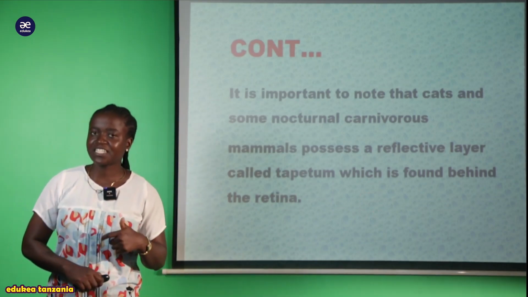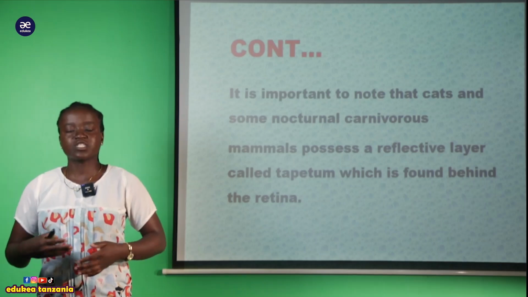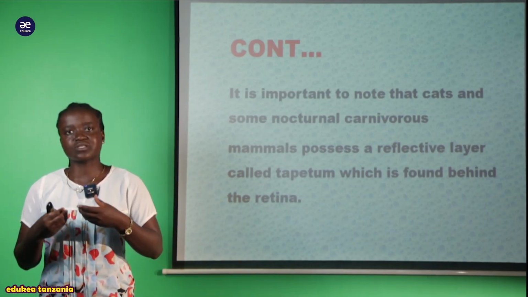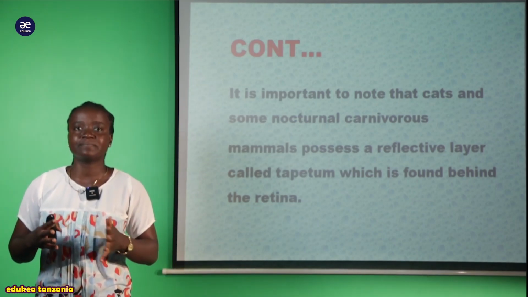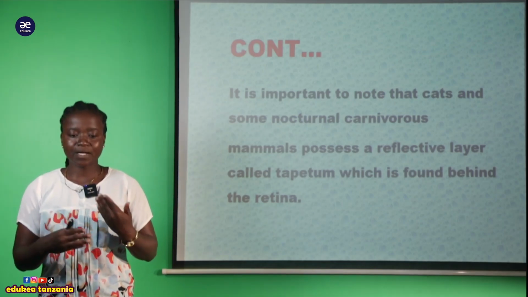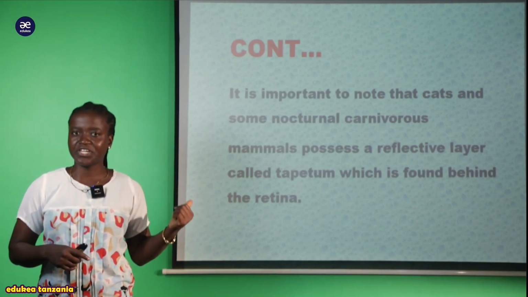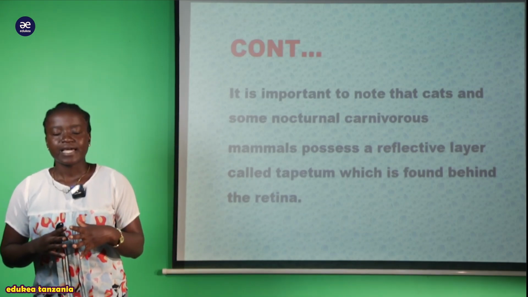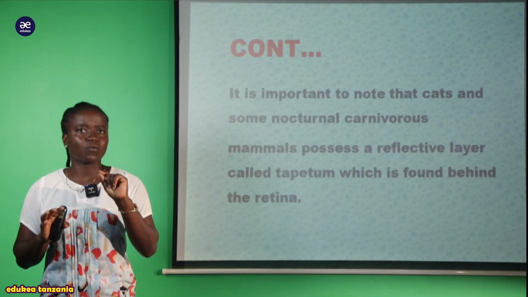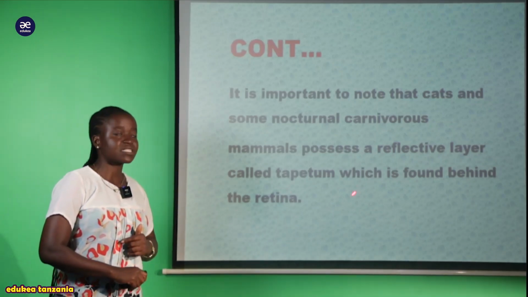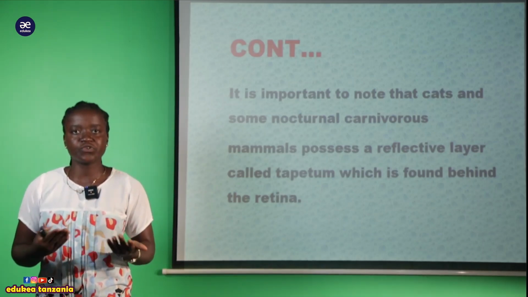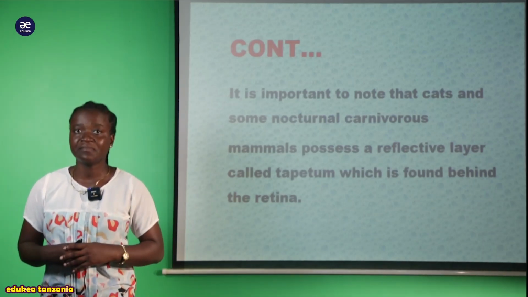So this tapetum, found behind the retina, gives these organisms the ability to see clearly at night or in dim light, pale ambapo panakuwa na mwanga mchache. Due to that reason, with cats and some nocturnal animals, ukiangalia usiku macho yao yapo kama yanawaka. Why? It is due to the presence of this tapetum that helps them reflect different kinds of objects during night time or during dim light.